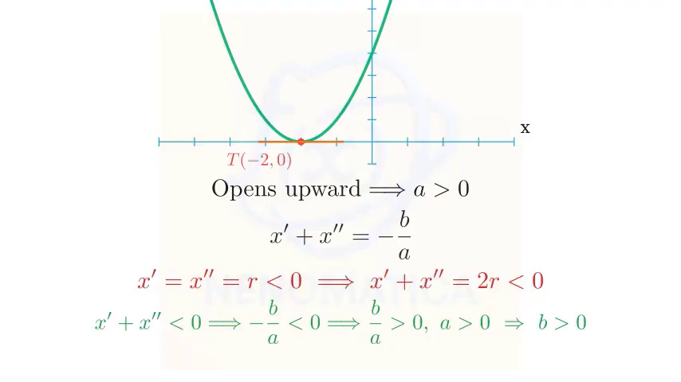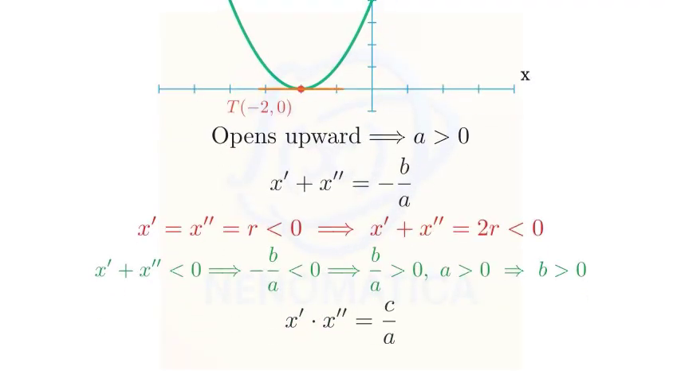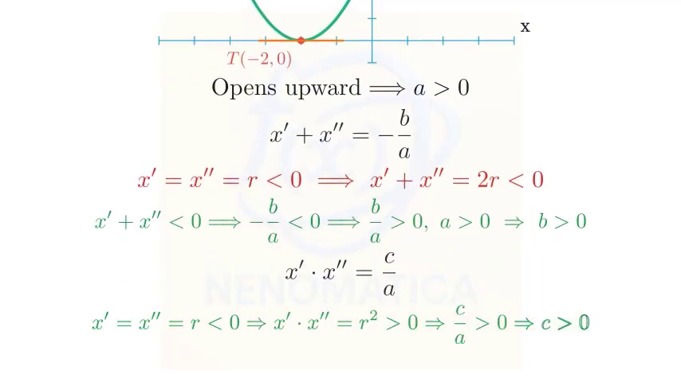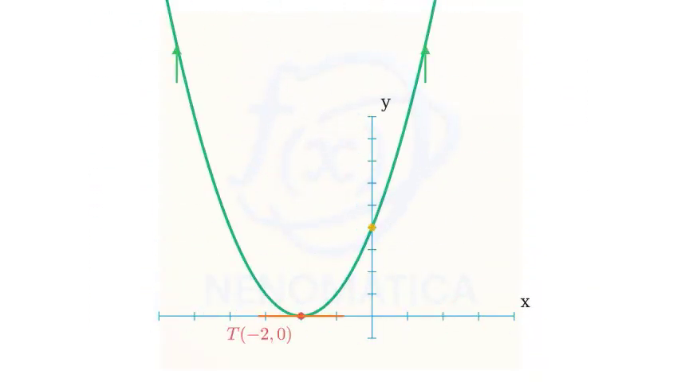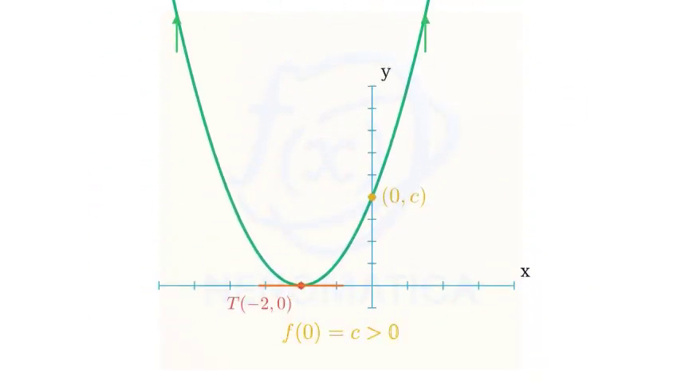Step 3. Determine the sign of C using the product of roots rule and the y-intercept. The product x prime times x double prime equals C over A. Since the repeated root r is negative, r squared is positive. Therefore, C over A is greater than 0, and with A positive, C is positive. We can also confirm this by looking at the y-intercept. f of 0 equals C, which is clearly above the x-axis in our sketch.